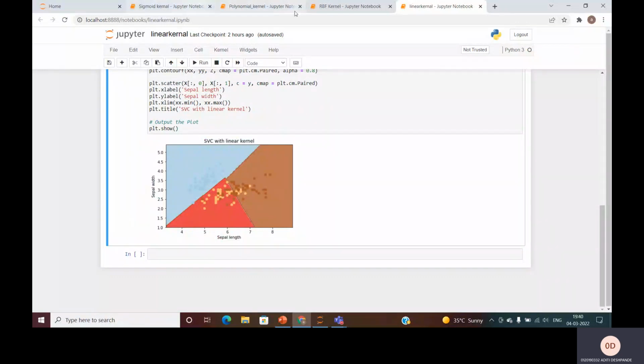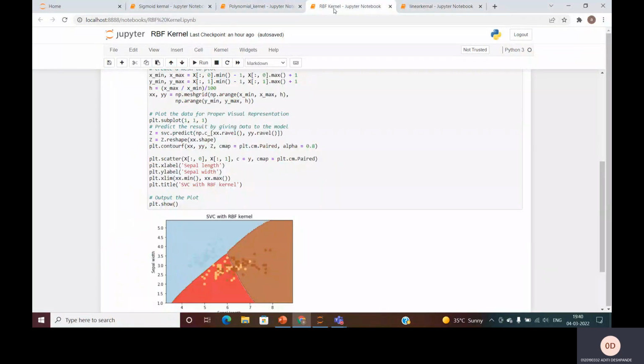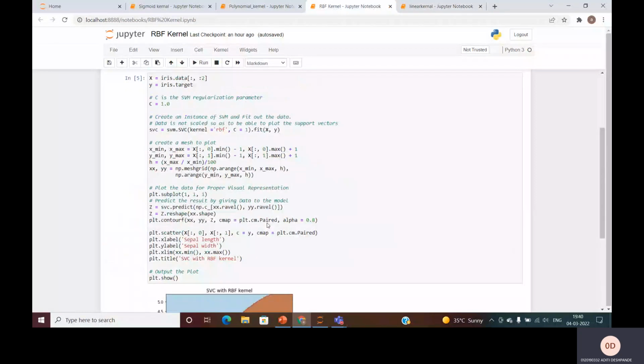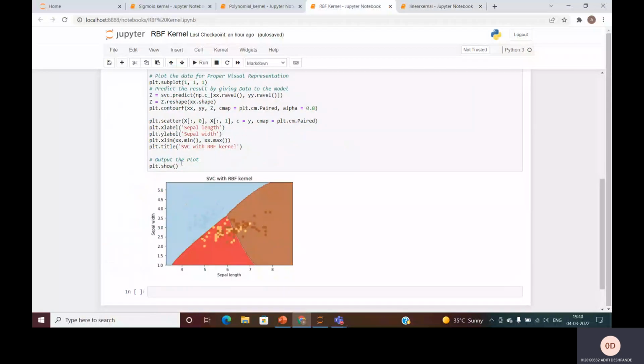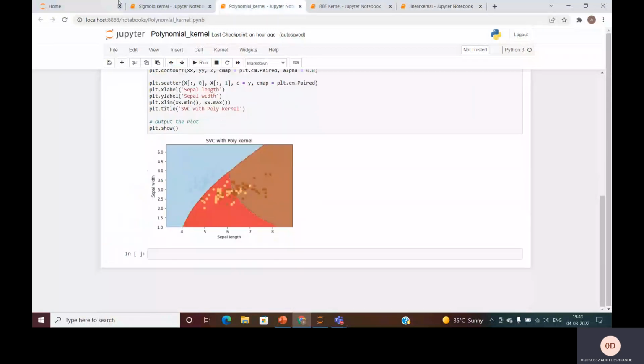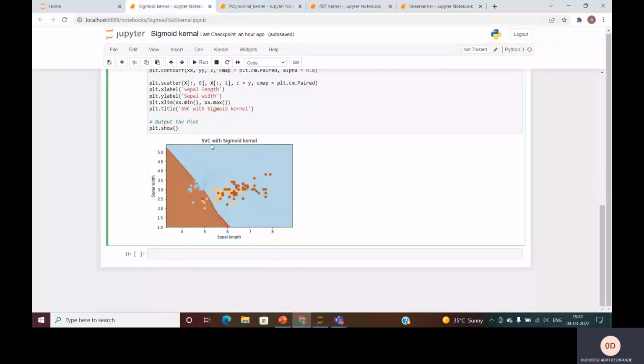Next is the RBF kernel. Same with the RBF kernel. Importing the libraries and the iris dataset, I have used the same dataset, and you can see that here it is also separating out. Same for the polynomial and same for the sigmoid, separating the sepal width and sepal length. So this is about the implementation.